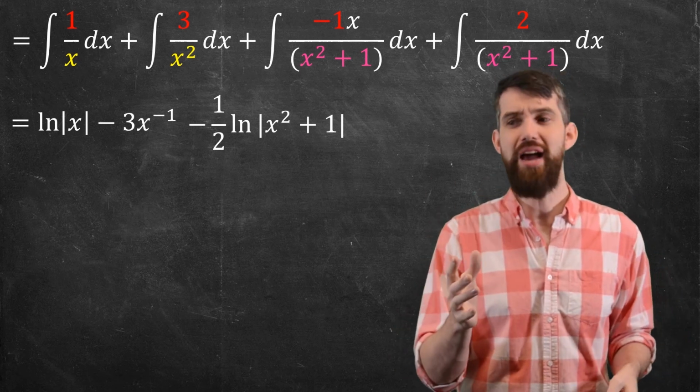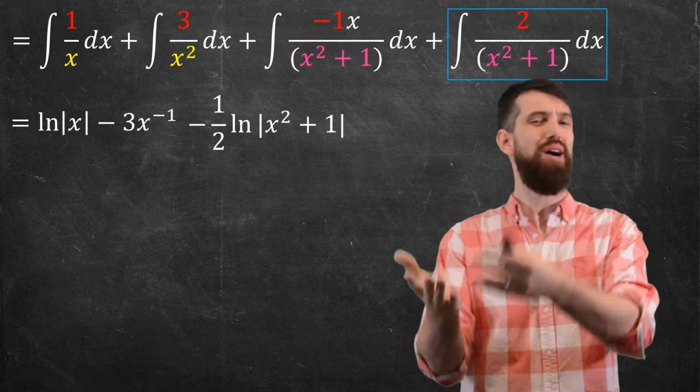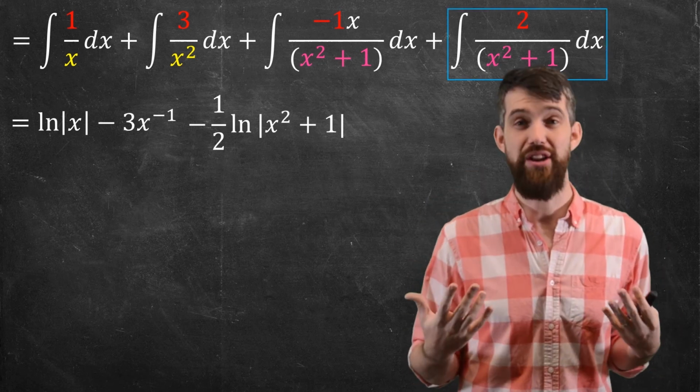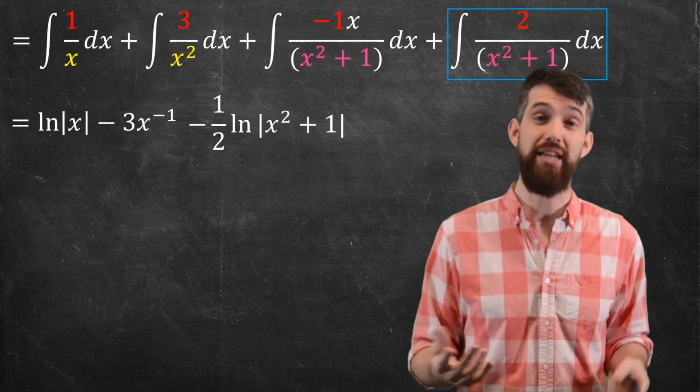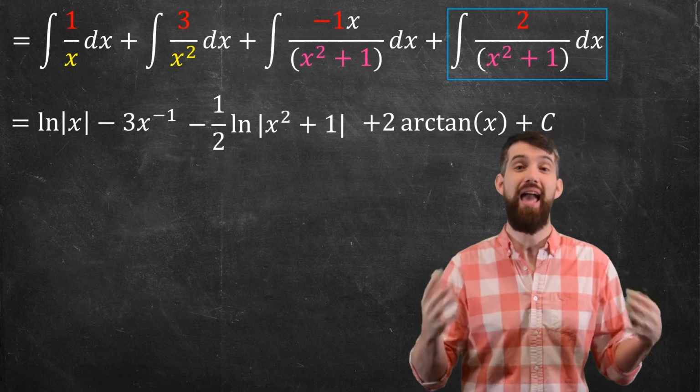And then finally, I have to deal with this fourth integral, and this one either jumps out at you or it doesn't. This is the antiderivative of arctangent, or more precisely, twice arctangent. So I put that down, I add my plus c, and I am done.